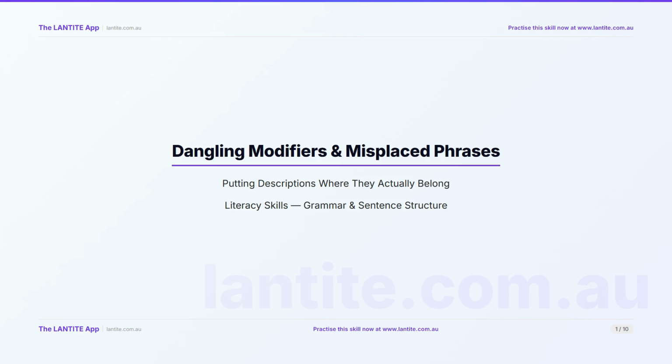Welcome to this lesson on dangling modifiers and misplaced phrases. These are two of the most common errors in written English, and they can turn a perfectly serious sentence into something unintentionally hilarious. The good news is that once you understand the rule, which is really just one rule, these errors become easy to spot and fix. By the end of this lesson, you will be able to identify both types of modifier problems and know exactly how to correct them.